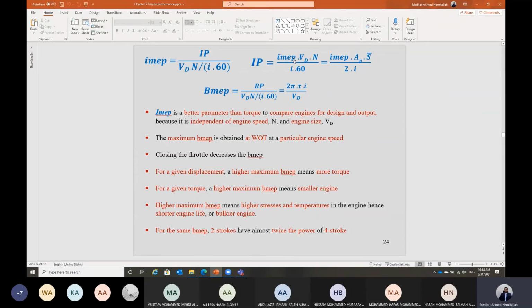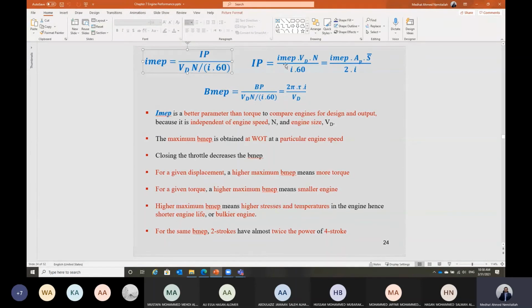You can just rearrange it, then we can say the indicated power will equal the indicated mean effective pressure multiplied by all of this term. It can be represented this way as a function of the engine RPM. But this engine RPM, we can define in terms of the average piston speed, which is a constant or average value. So the mean piston speed S is equal to 2Ln. Then in this case, we can replace it in the RPM of the engine to make the indicated mean effective pressure or indicated power an independent term of the engine RPM.